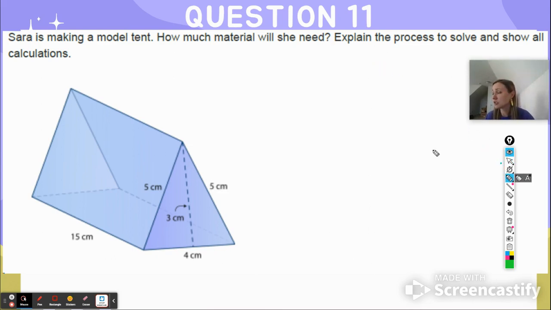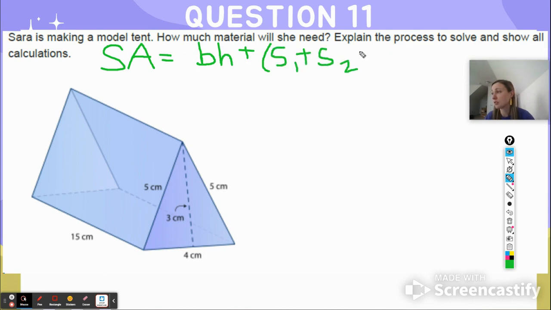So I'm first going to show the formula for this since it was on your test and on your guided notes. You could have used it. So surface area is equal to base times height plus all of the side lengths added together, and then times the length of the entire prism, which is shown with like a cursive L.